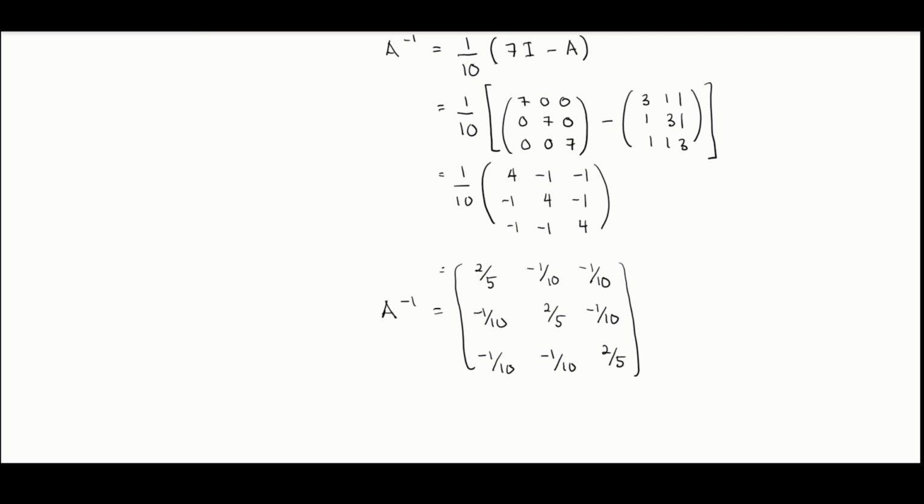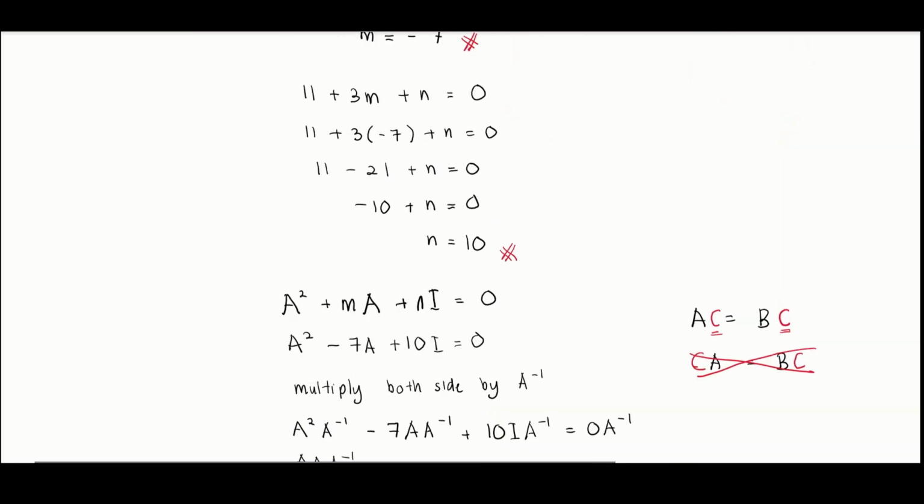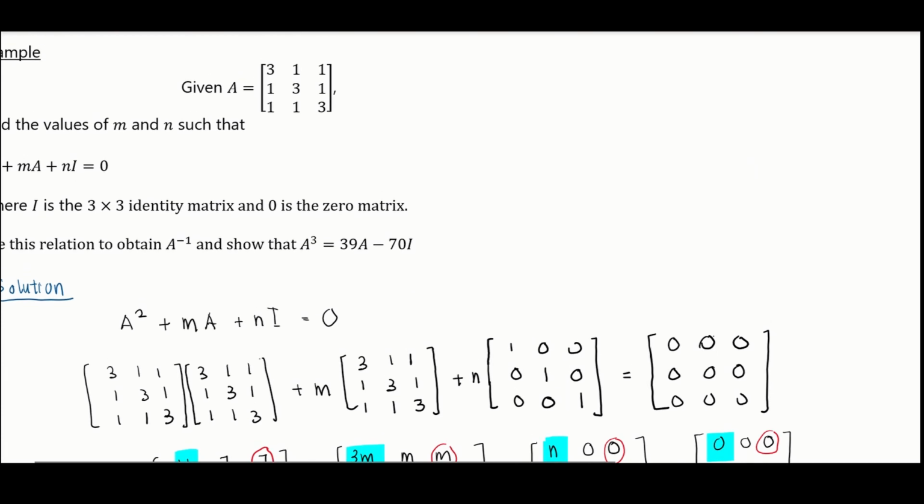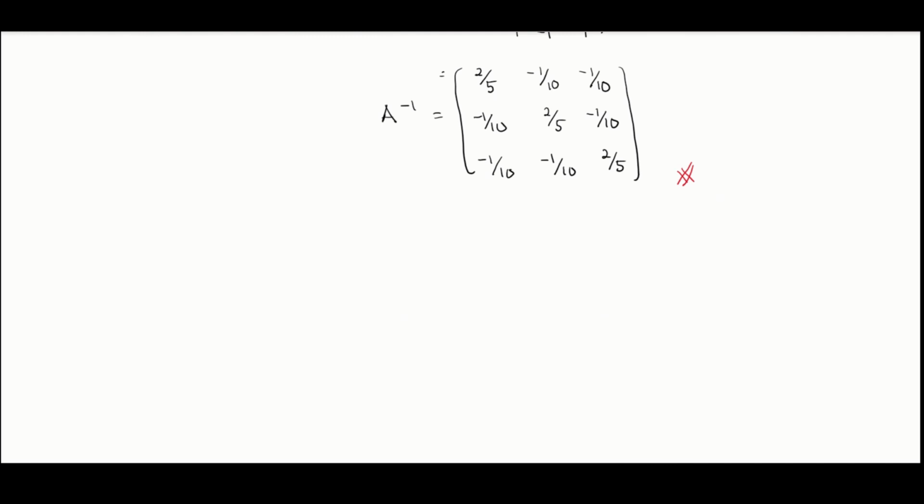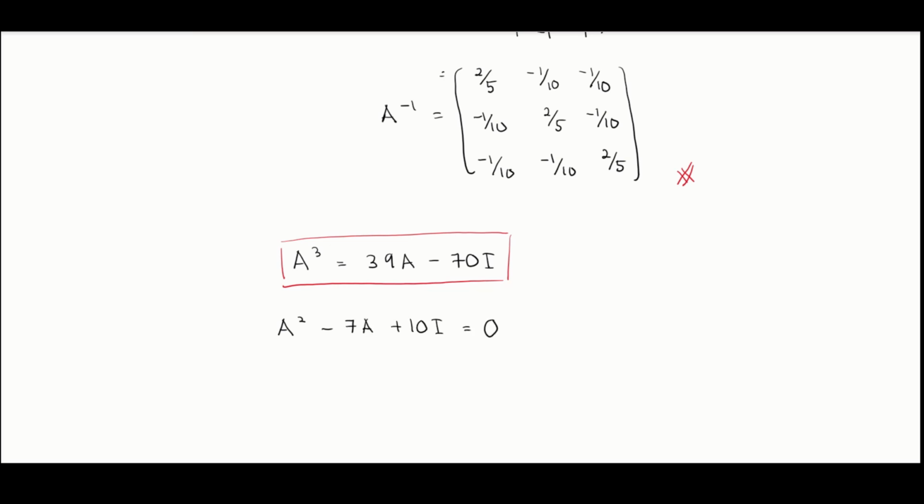Alright, so finish with the second part of the question to find A inverse, and the third part of the question is to show that A cube is equals to 39A minus 70I. Alright, so how do we do this? So we need to show A cube is equals to 39A minus 70I. So this is what we want to show. Alright, so that means we can use this equation we have, A squared minus 7A plus 10I is equals to 0. So from this equation, how do we get A cube?